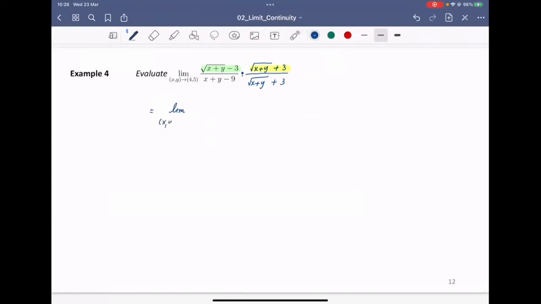So, let's simplify. This is the limit as x, y go to 4, 5. And then here we go. On the top, you can see this is going to be a minus b times a plus b. So it's going to be a squared, which is x plus y.